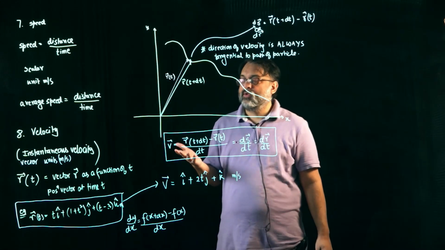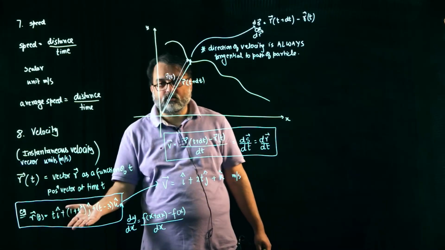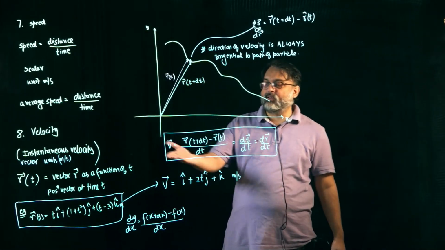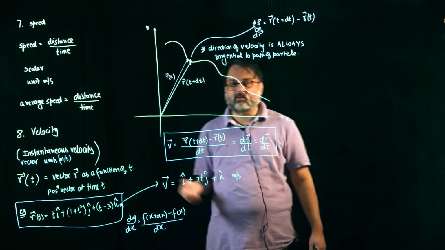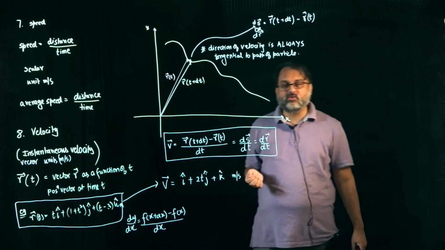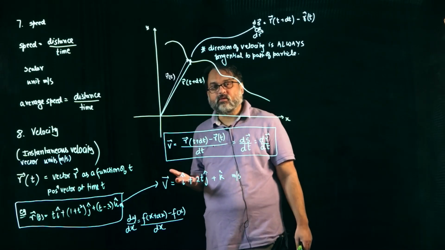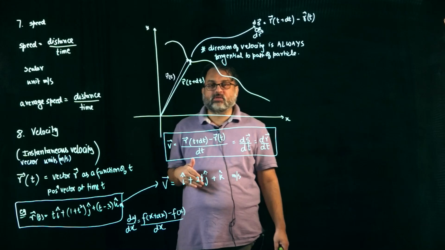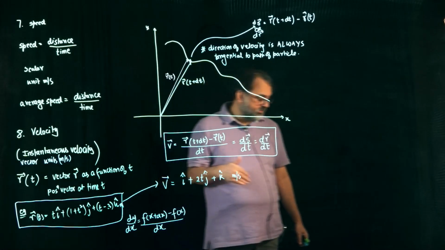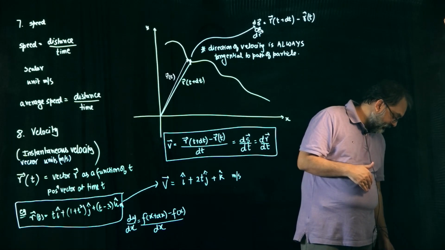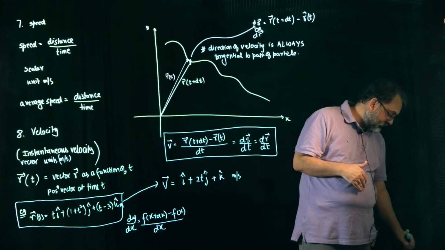Very simple. You put t is equal to 0 here, that will give you the initial position vector. You put t is equal to 10 here, that will give you the final position vector. Right? Subtract these two vectors, final and initial, that is the displacement vector, and divide by 10, that will give you the average velocity over 10 seconds. Okay? Yes, exactly.